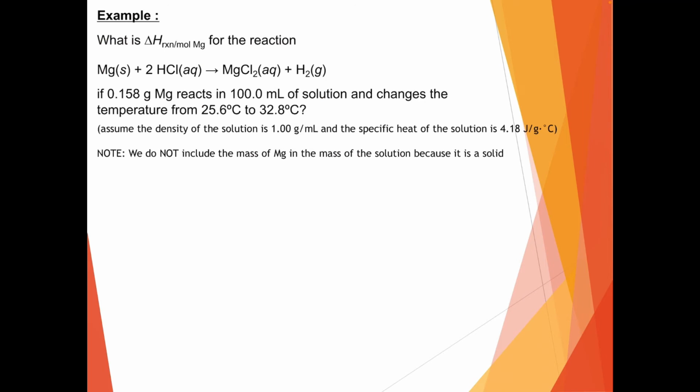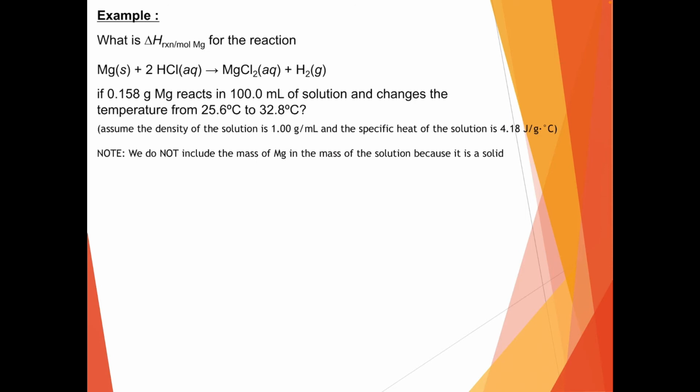This says, what is the delta H of the reaction per mole of magnesium for the reaction below? So we have magnesium reacting with hydrochloric acid to produce aqueous magnesium chloride and hydrogen gas, which will just bubble off and leave. It says if 0.158 grams of magnesium reacts in 100 milliliters of solution and changes the temperature from 25.6 degrees Celsius to 32.8 degrees Celsius.